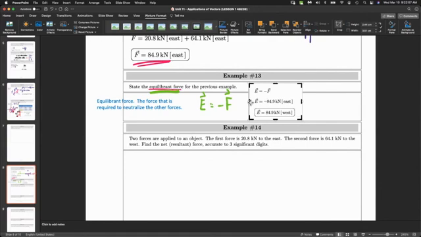So anyway, there you go. That's the equilibrant force, and it's exactly what Nikita said there. Negative, see how I put a negative there? The negative of east turns into a west.